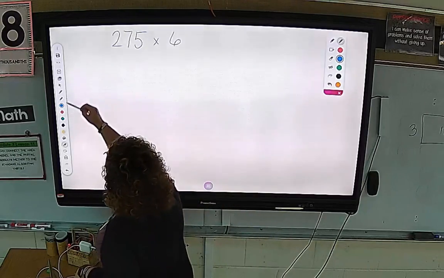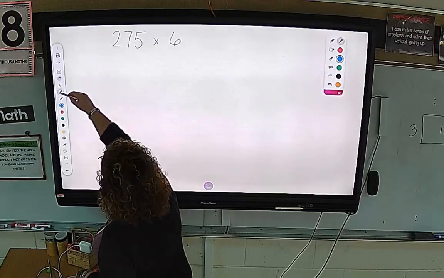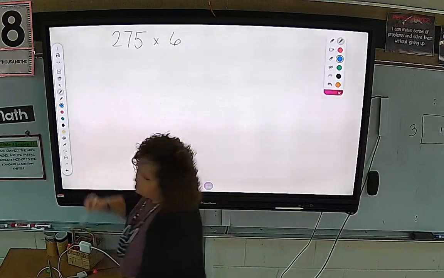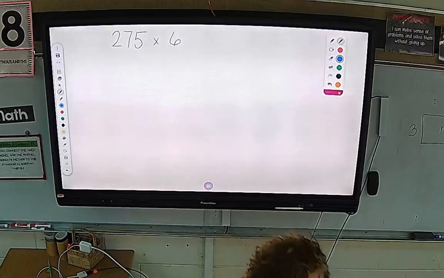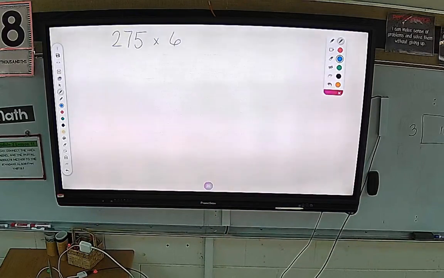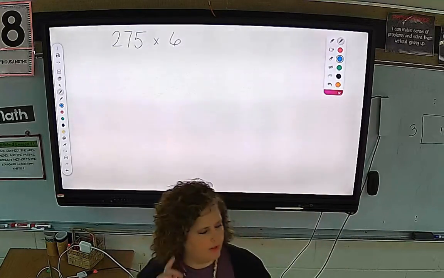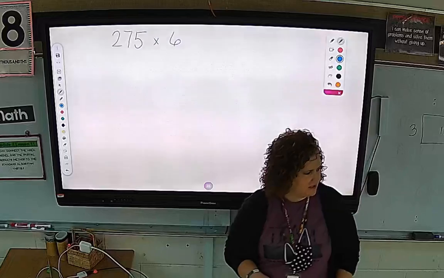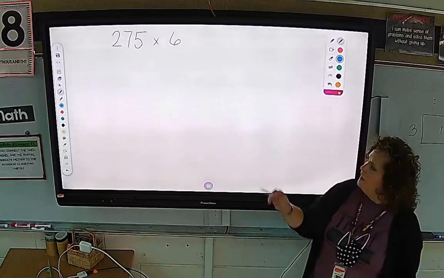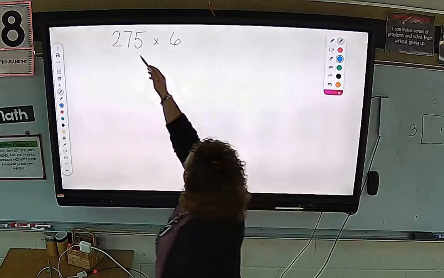So that means you're going to need some space on your board. So you might want to, let's turn our boards this way and cut it into 3 pieces so we can see all 3 of them. Okay. If you're working on paper, we're going to have these beside each other. Okay. All right, so we're going to start with area model.